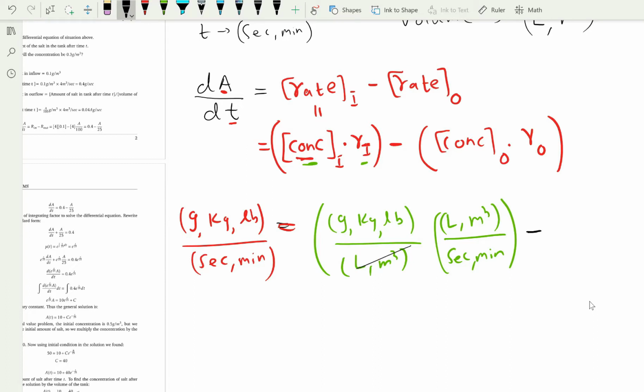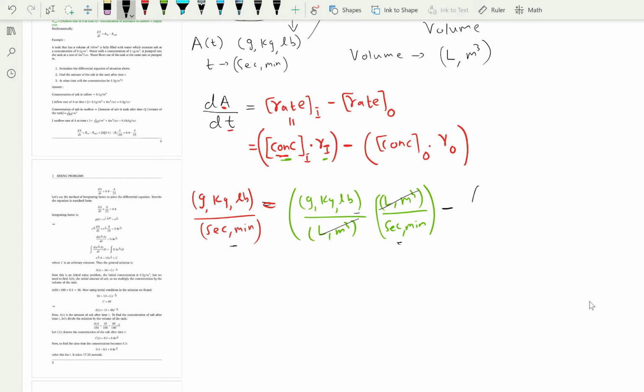Now you can see the liter cancel out and you get the units of amount divided by time, which is the same as the left hand side. Okay, same with this part again. Same copy here for the outflow. So it's going to be units of amount over time.